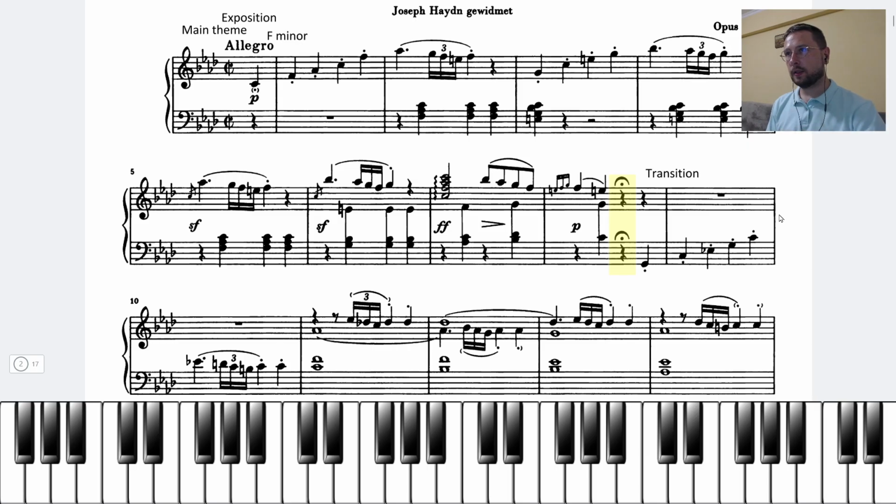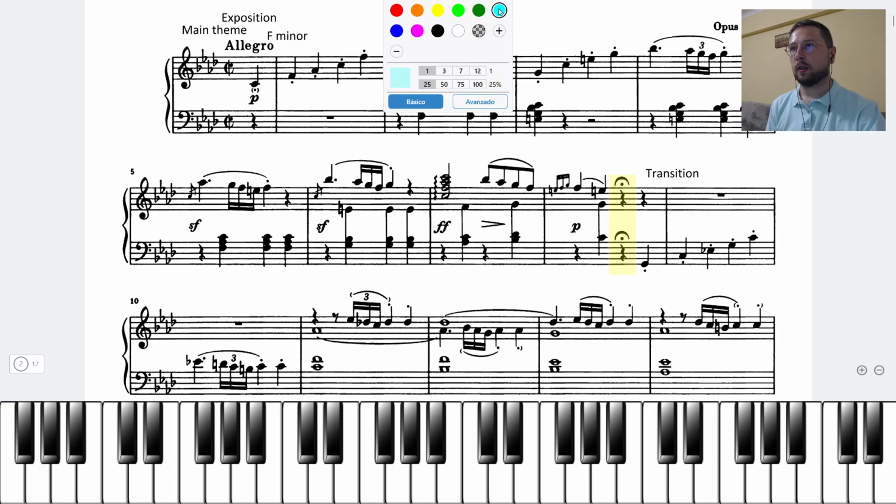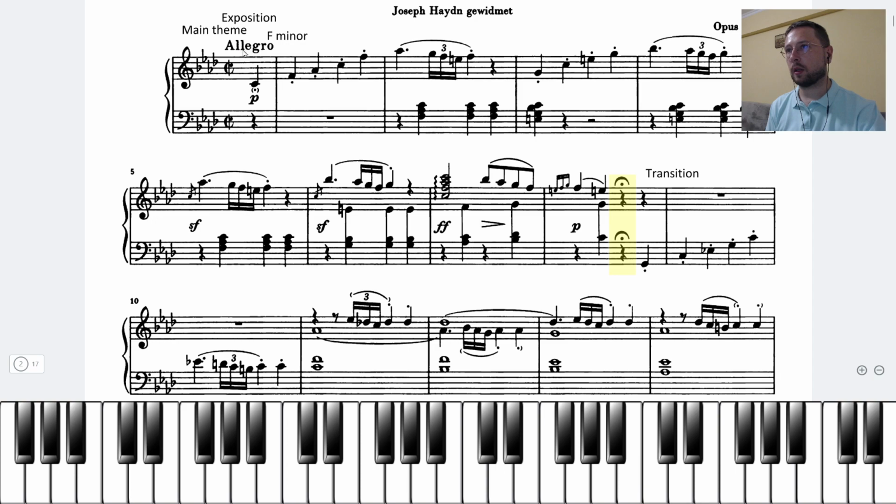Now, let's have a closer look on how Beethoven composed the main theme. Apparently, it just looks very straightforward. We only have three materials, so we'll be highlighting these with different colors. Let's use green for the first material, this arpeggio.